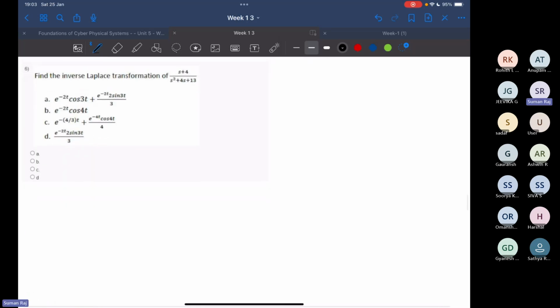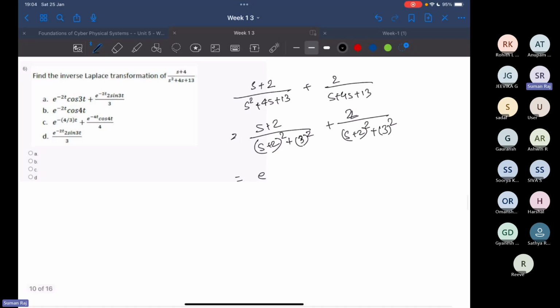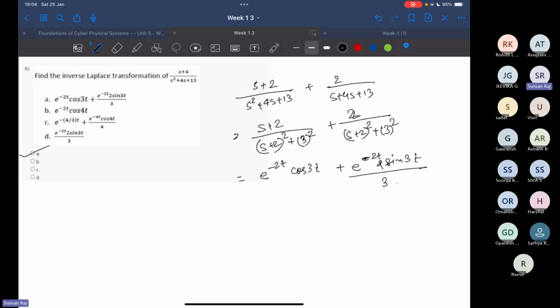All right, so there is this inverse Laplace transformation now. One trick that you could use is s plus 2 by this entire thing, okay? And four s plus 13. What is this translating to? This is s plus 2 the whole square plus 3 the whole square. Eventually, if you take the inverse of this, it becomes e to the power minus 2t cos of 3t plus e to the power minus 2t sine of 3t by 3. Okay, so I think the first one is the correct answer.